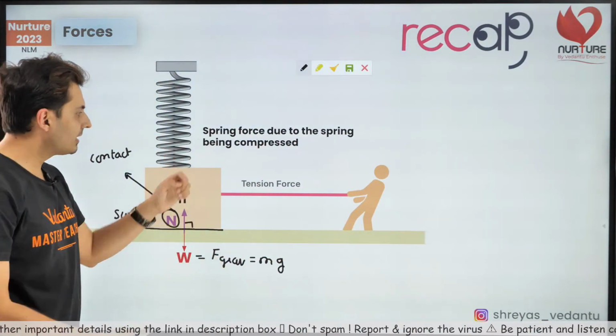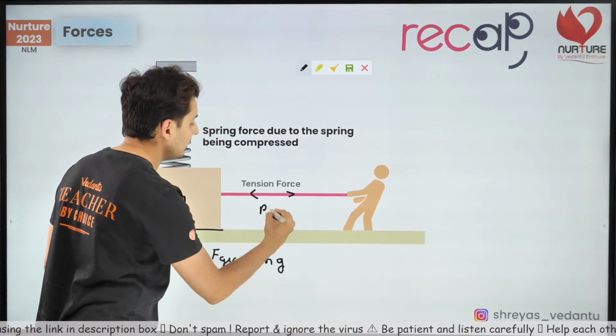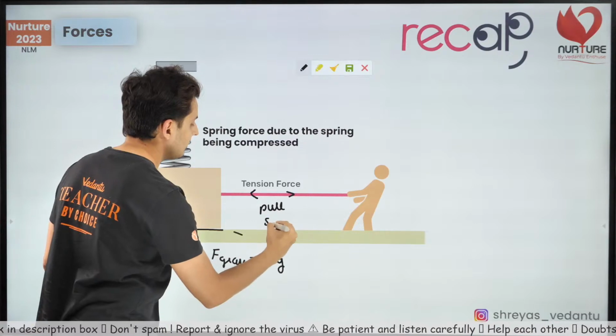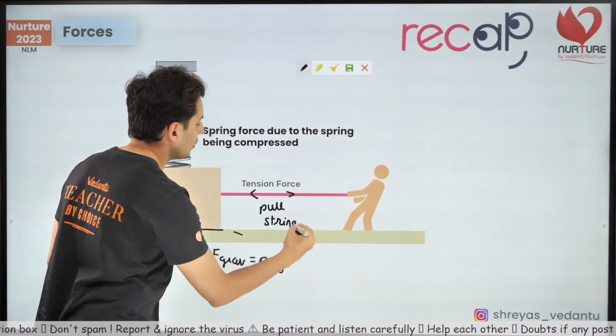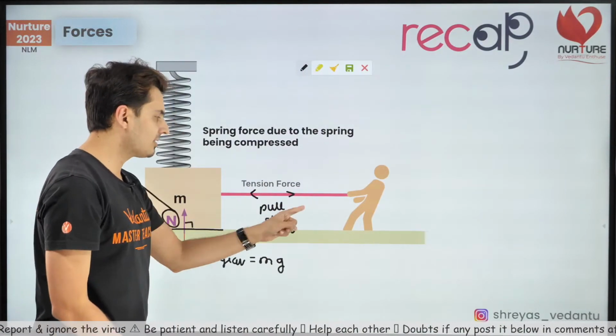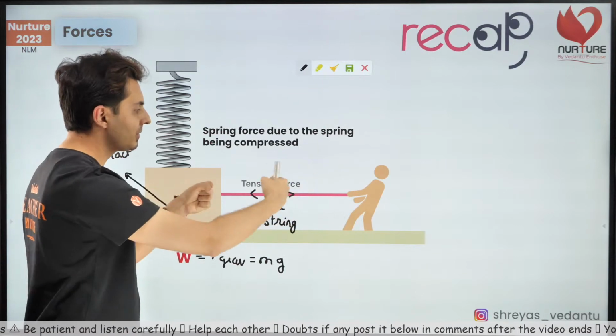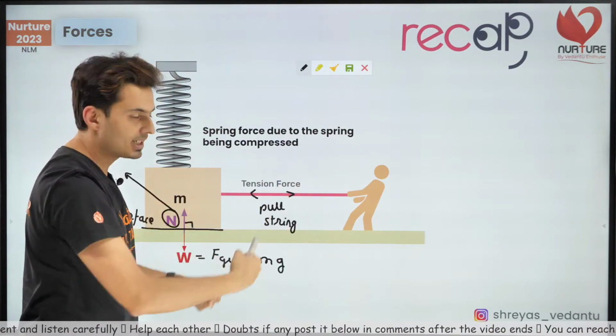Similarly, we have talked about the tension force. It is the force of the pull in a string, or a rod or a rope or anything which is thin and long. So it experiences tension force due to the stretching of the bonds of the molecules inside that string.